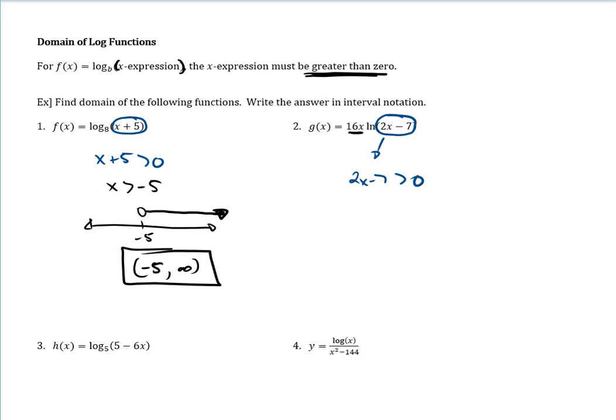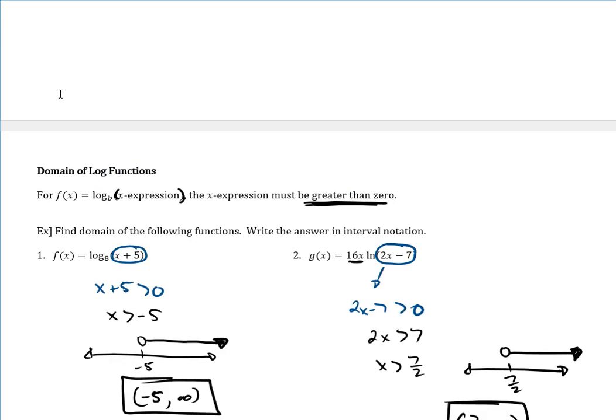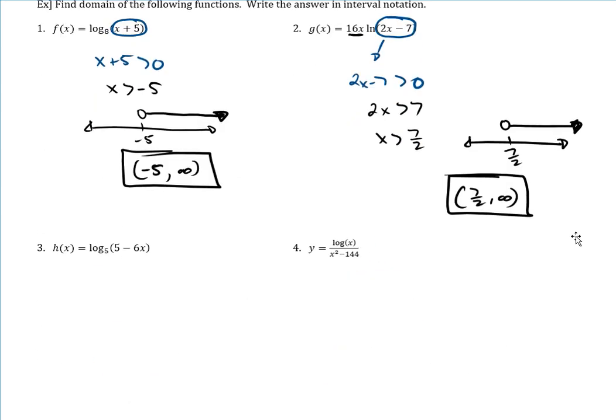And then we'll solve it with the same strategy that we did before. I can add the 7 over, and then I could divide by 2. So we got x is greater than 7/2. And then from there, again, I would just draw a real quick number line of the one value that's important, open dot, x being greater than 7/2 would be everything to the right. So 7/2, comma, infinity is our final answer for the domain of this problem. Okay, so moving on, number 3.